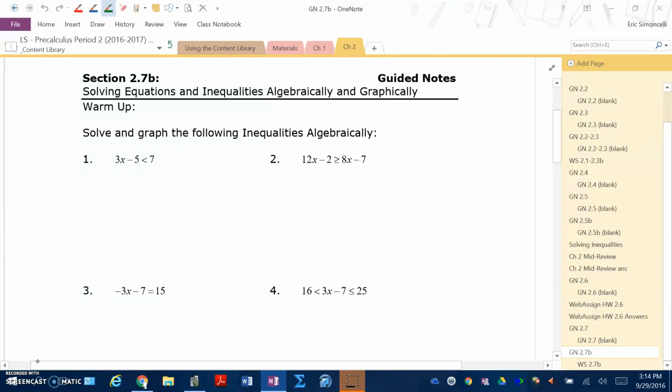We're going to go ahead and do in our warm-up here today, and I'll do it with you, is solve and graph the following inequalities algebraically. So to start, we've got 3x minus 5 is less than 7. Seems pretty routine. We're going to do things a little bit differently with our inequalities, which will set us up for the boundary algorithm on more complicated problems later.